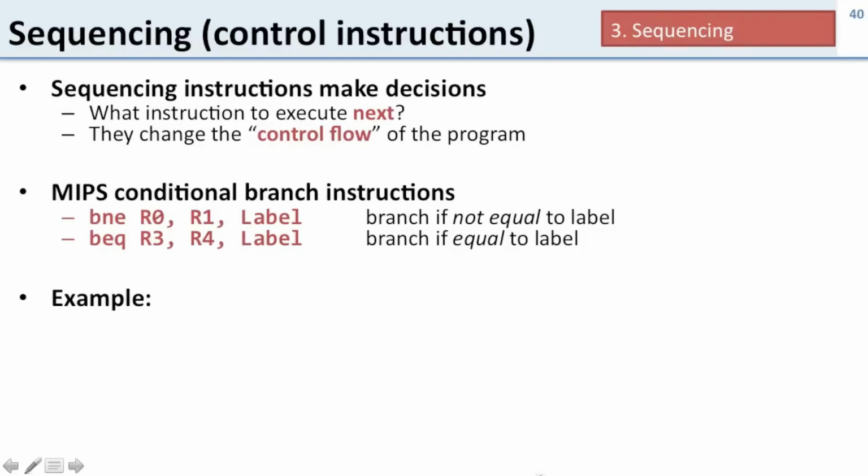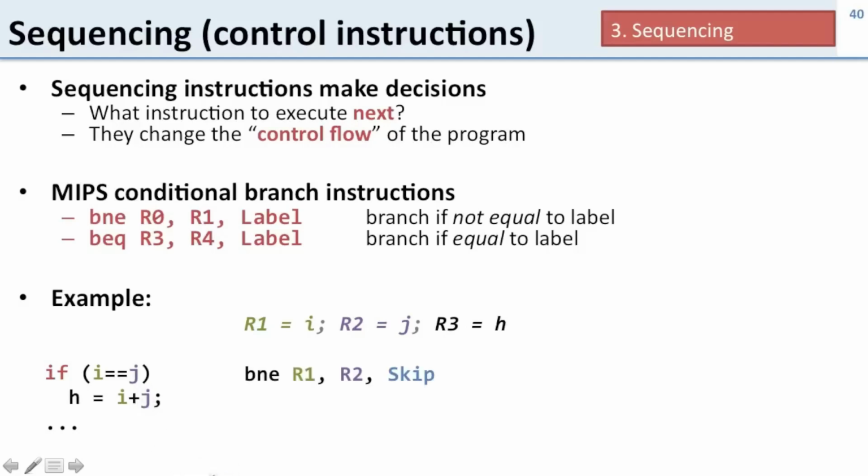So let's take a look at an example. I want to do the following code. If i is equal to j, then h equals i plus j, otherwise we do something else. So I'm going to put my data in registers, so R1 is i, R2 is j, and R3 is h. And now we're going to write out the MIPS code for this. So I'm going to do branch not equal R1, R2, skip. So this is going to say if R1, which is i, and R2, which is j, are not equal, I jump to skip.